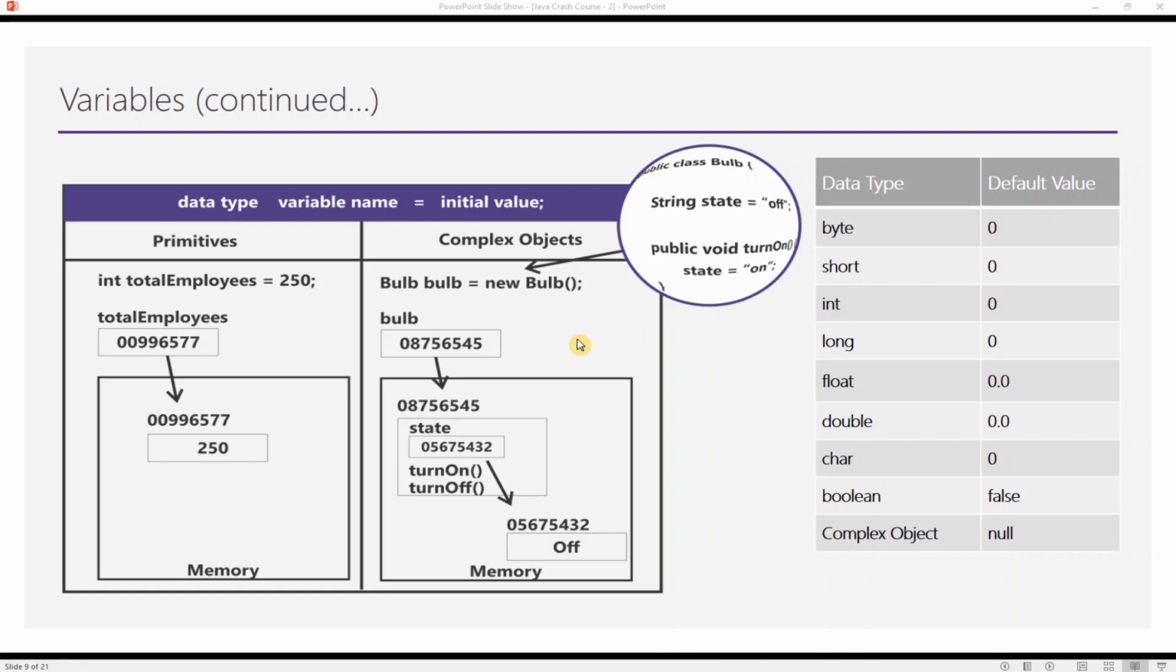The declaration of variables in Java is split up into three parts: data type, variable name, and the initial value on the right side of the assignment operator.